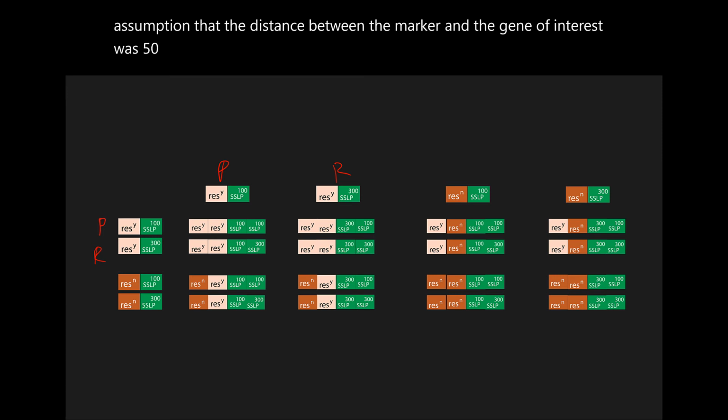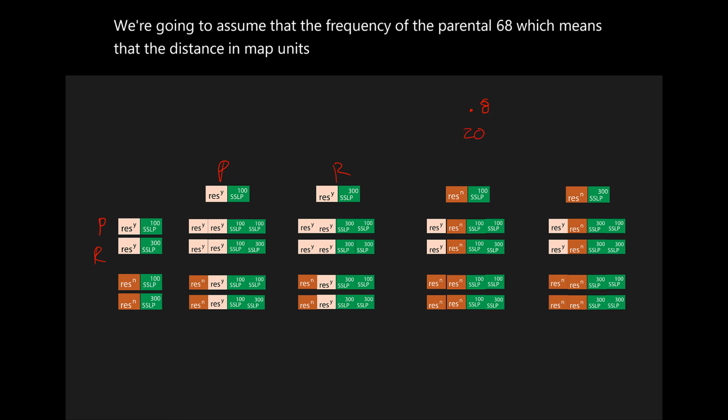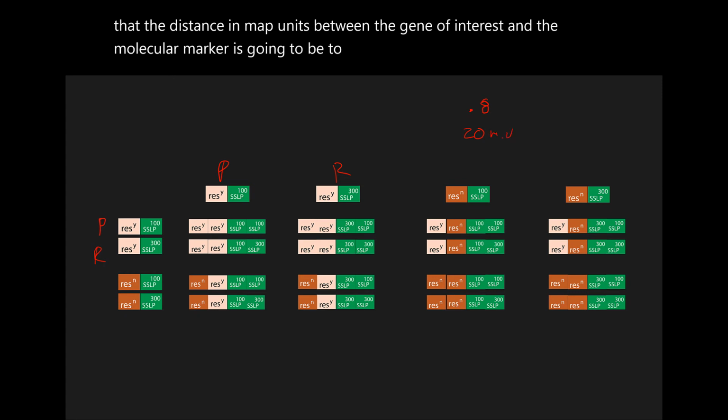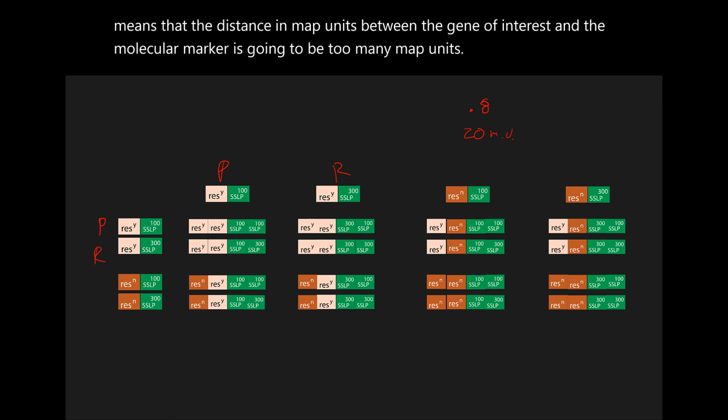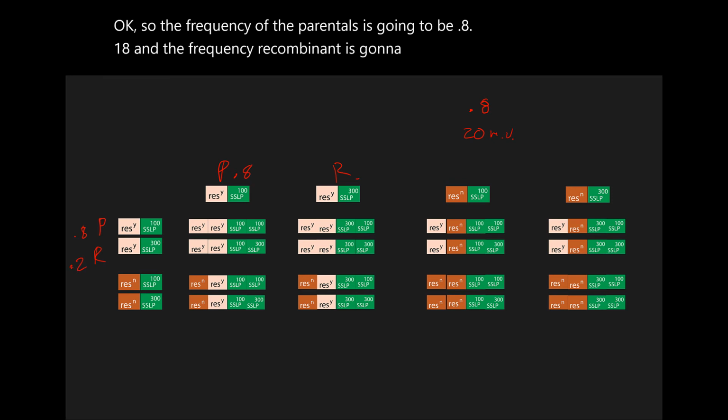For the sake of this exercise, so that it's not as simple, we're going to assume that the frequency of the parentals is 0.8, which means that the distance in map units between the gene of interest and the molecular marker is going to be 20 map units. So the frequency of the parentals is going to be 0.8 and 0.8, and the frequency of recombinants is going to be 0.2 and 0.2.